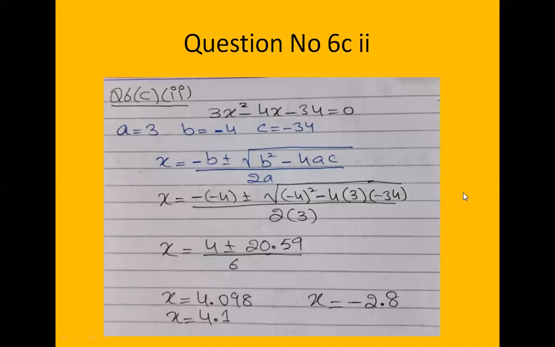So A is 3, B is minus 4, C is minus 34. The quadratic formula is minus B plus minus under root B squared minus 4AC, whole thing divided by 2A. So just substitute the values. So you will have minus of minus 4 plus minus under root minus 4 squared minus 4 into A value 3 into C value, that's minus 34. So it will be plus. I will solve this whole thing in a single click.